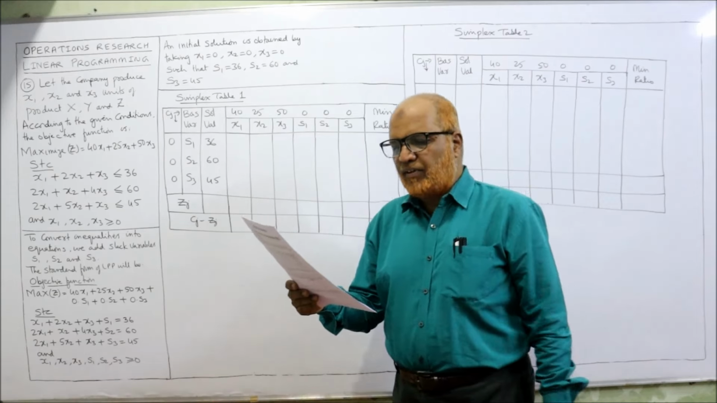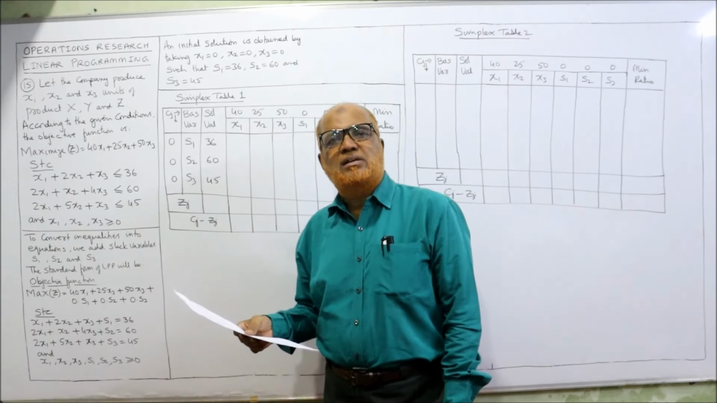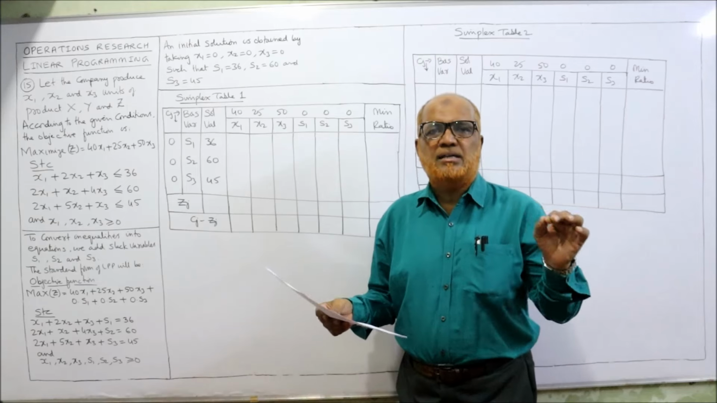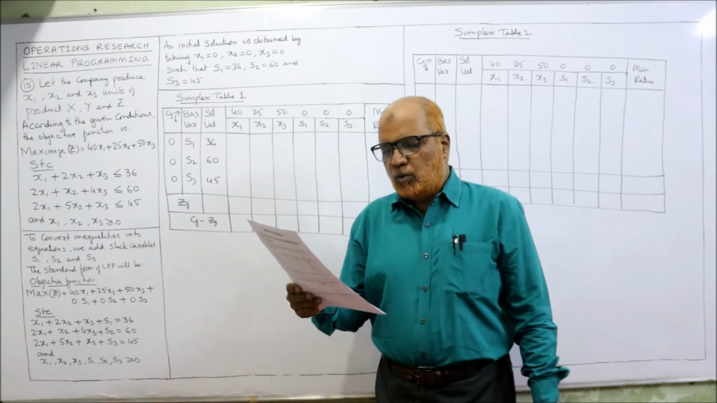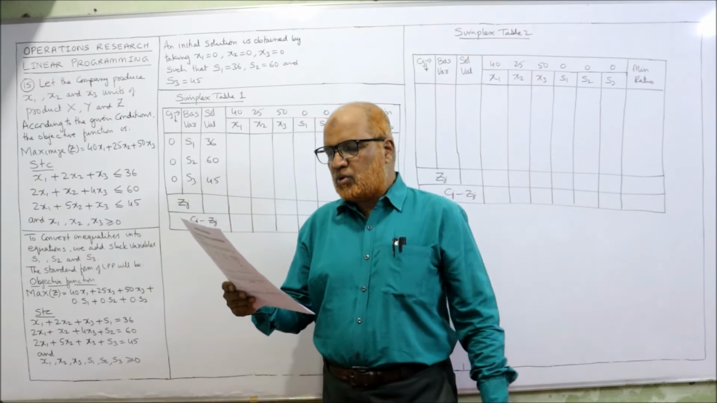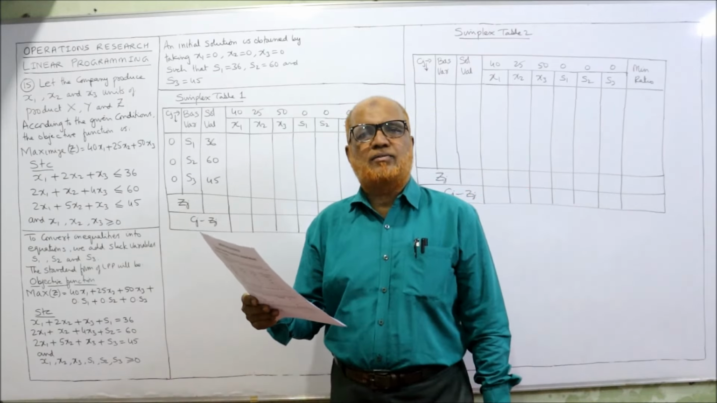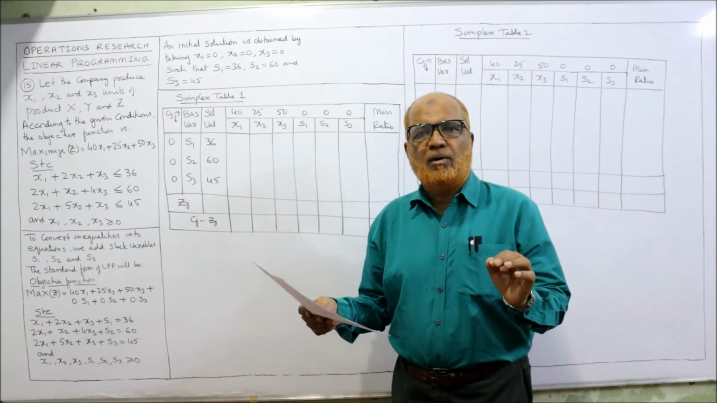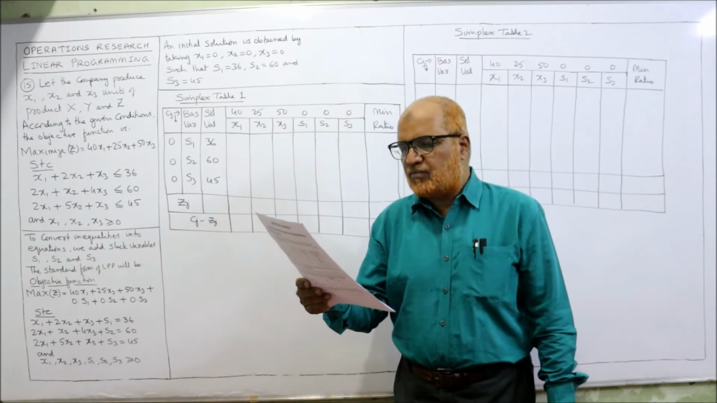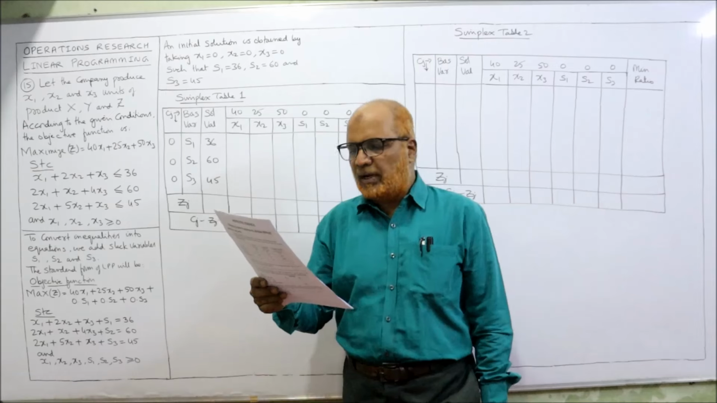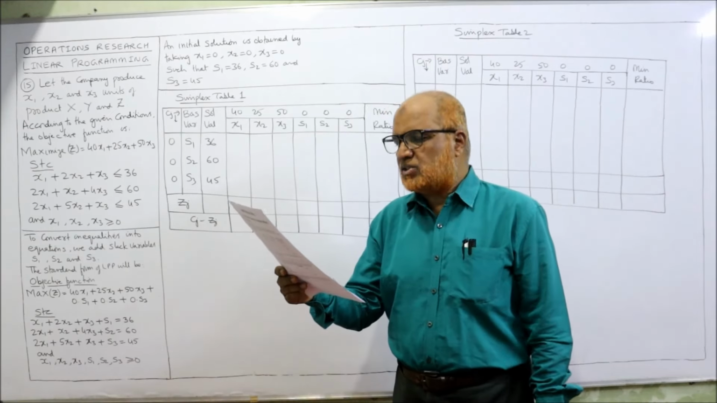The unit profit contribution: whenever profit is given, it means it's a maximization problem. The unit profit contributions of products X, Y, Z are 40 rupees, 25 rupees, 50 rupees respectively. So each unit will give a profit. X profit per unit 40, Y profit per unit 25 and Z profit per unit is 50.